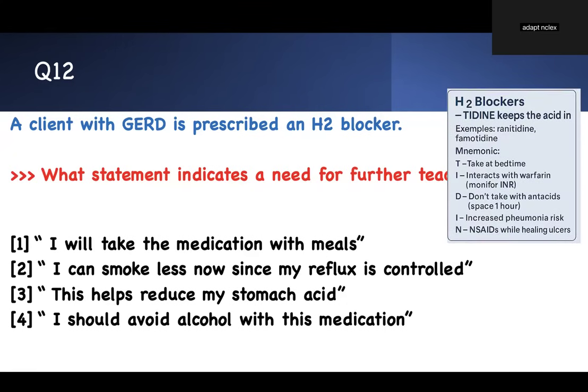And what is the key associated with them? H2 blockers. This is the key. You take them at bedtime, they interact with other medications, don't take them with any antacid, they increase pneumonia formation, and then what? It causes what? NSAID in some patients.